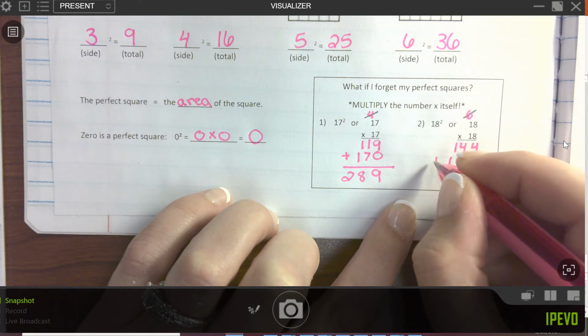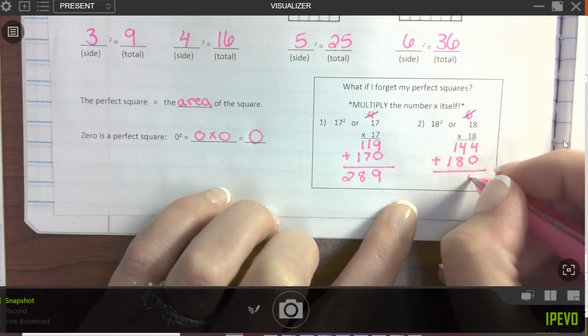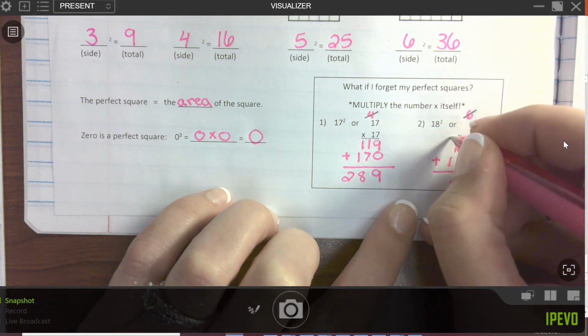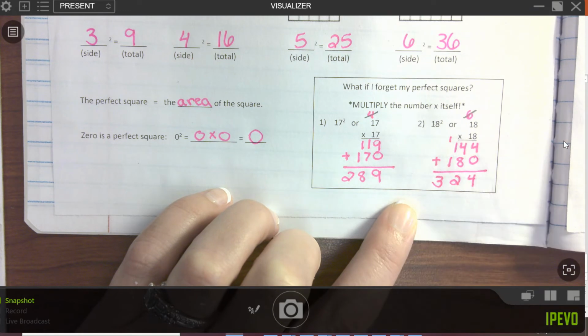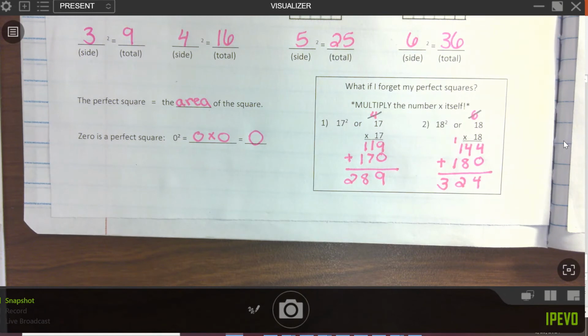So I add up these two numbers. 4 plus 0 is 4. 4 plus 8 would give me 12. Carry the 1. So I would end up with 324. That means 18 squared is 324. So if you forget something, it's not the end of the world. Just work it out. Use those old multiplication skills that you learned back in elementary school.